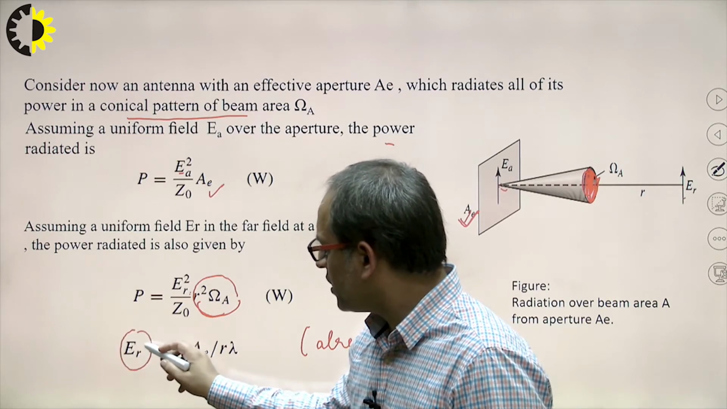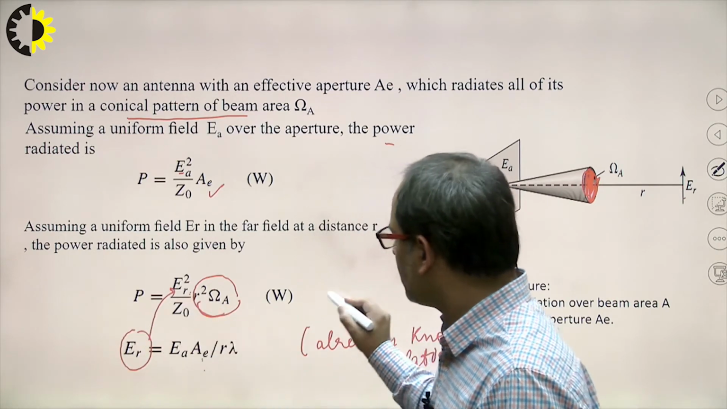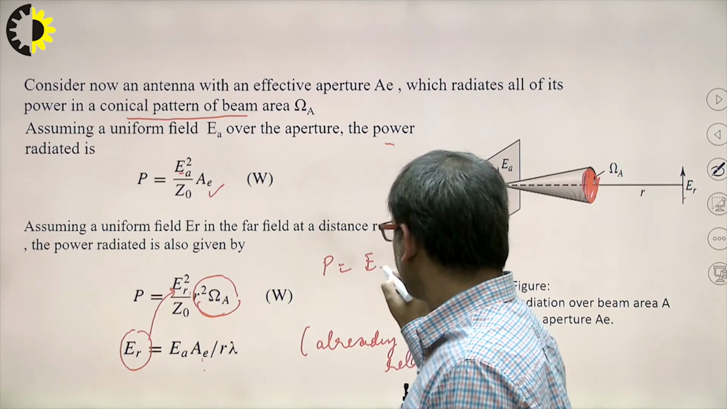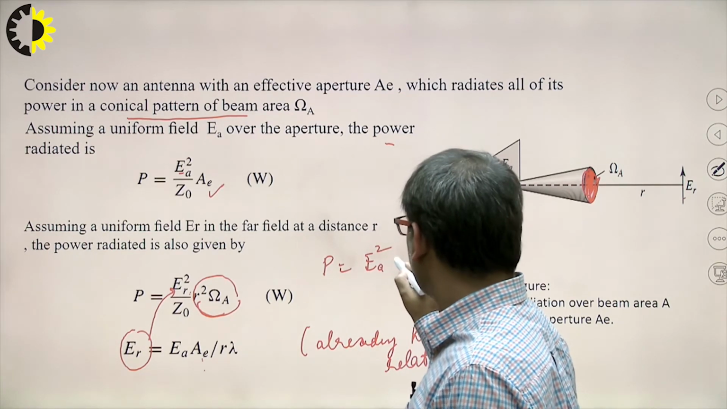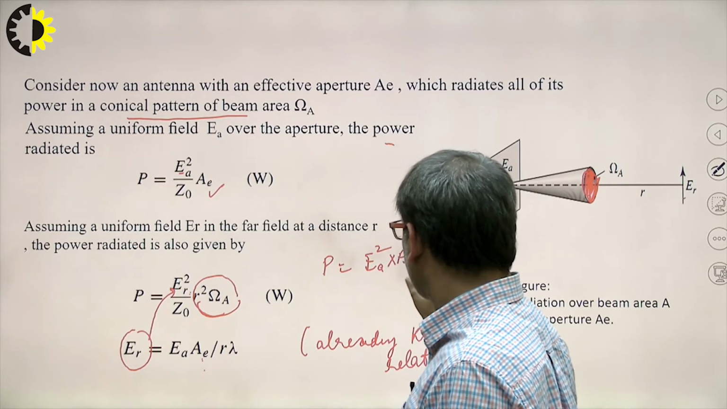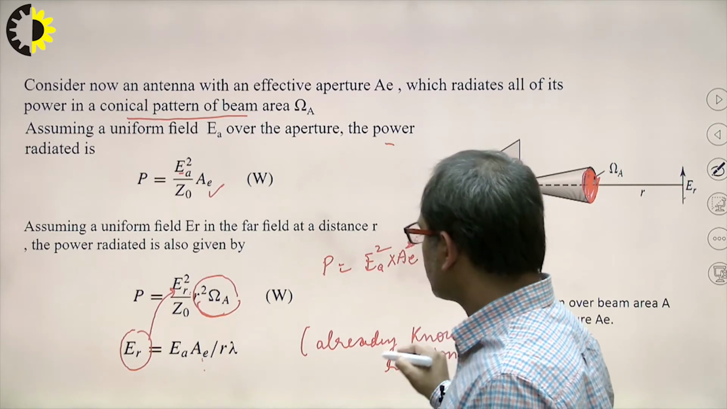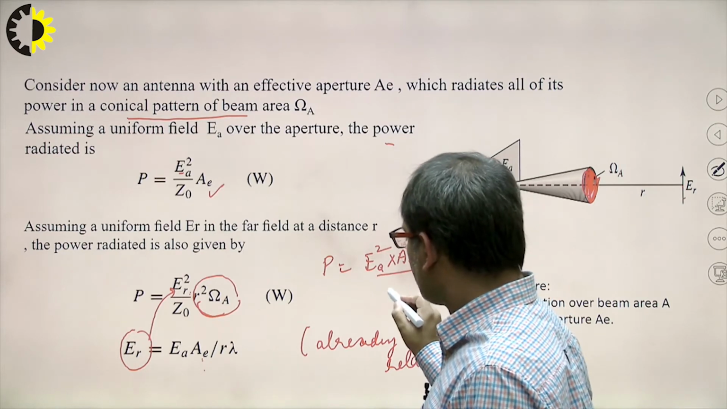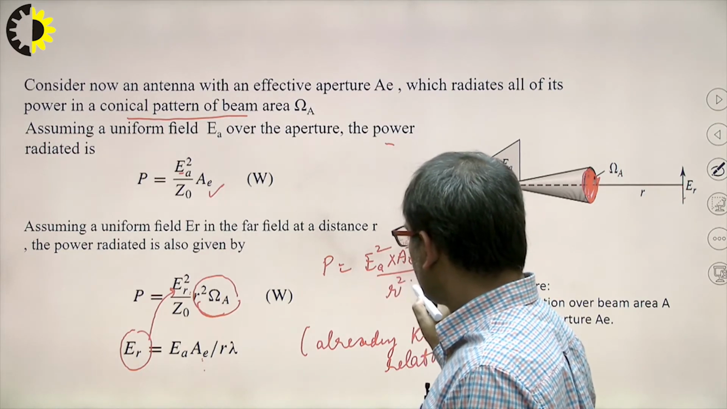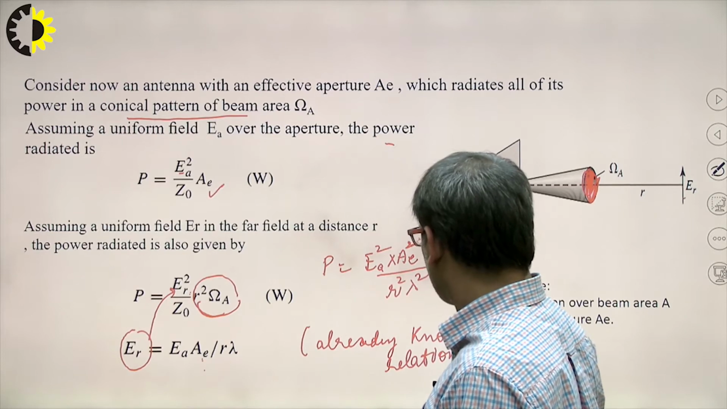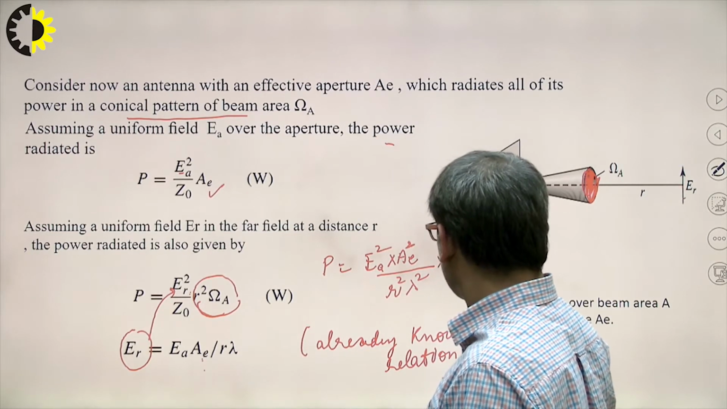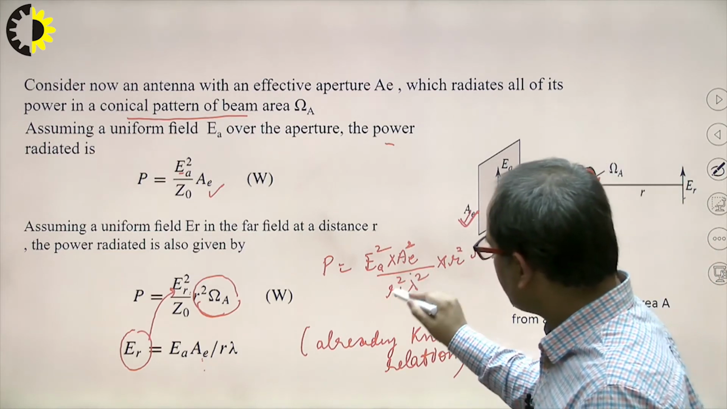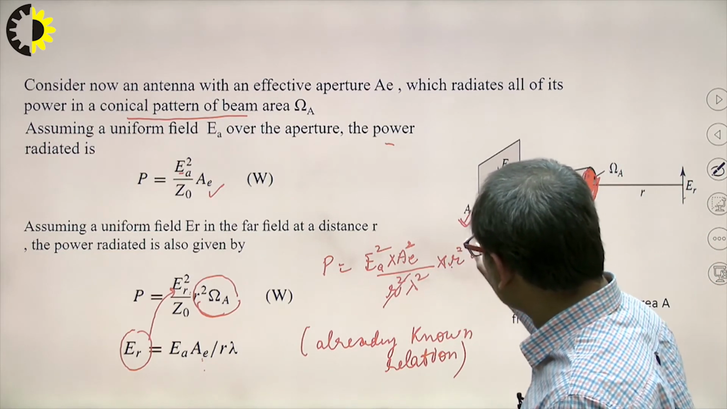When you are putting the ER at this point, you will see P equal to what? EA whole square multiply by AE whole square divided by R square lambda square into beam area. Clear? So you will see here R square will be cancelled out.